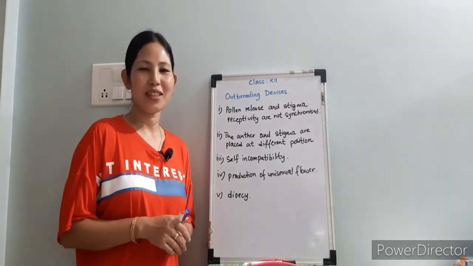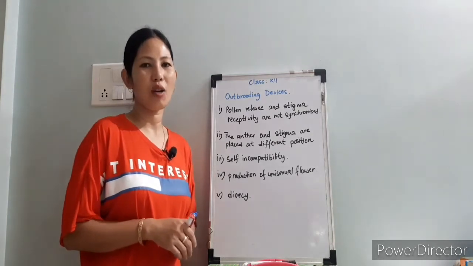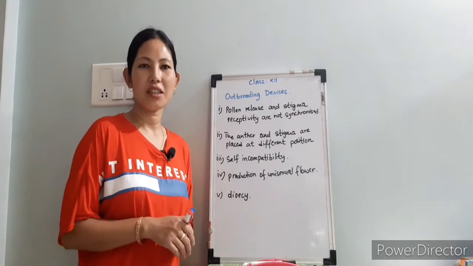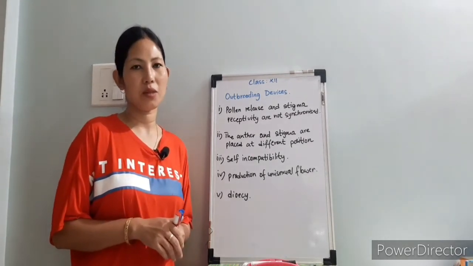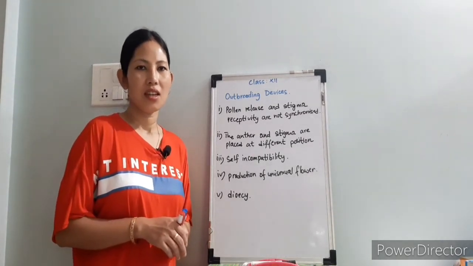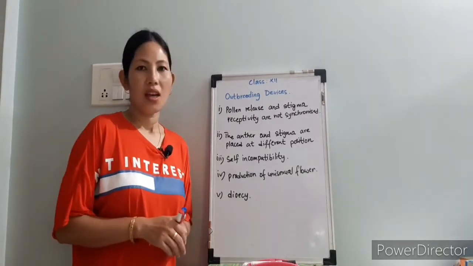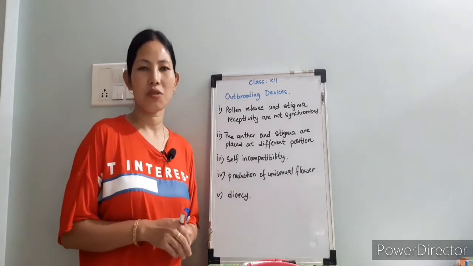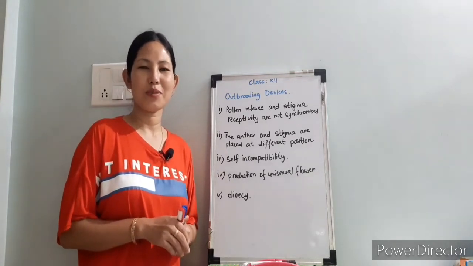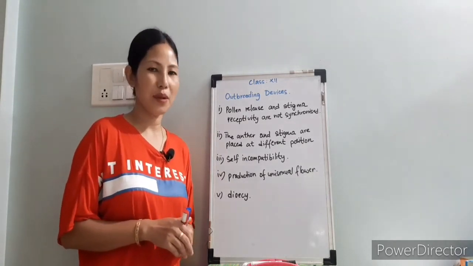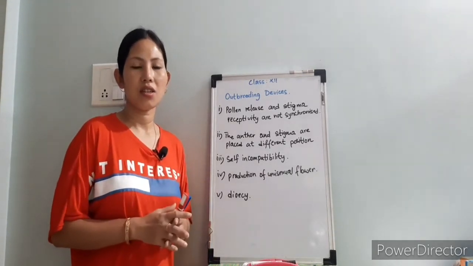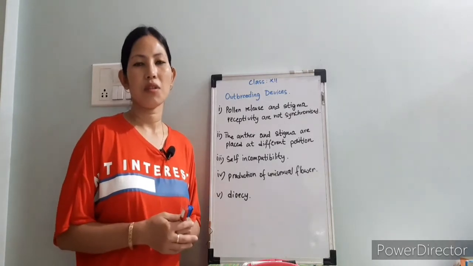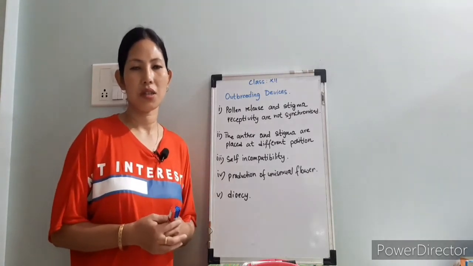So I am here with another video lesson to discuss outbreeding devices. As we know, flowering plants reproduce through sexual means by the production of gametes, right? And most of these flowers are hermaphrodite, that is, they are bisexual, where both male and female reproductive parts are borne on the same plant. So ultimately it leads to self-pollination, and this continuous self-pollination leads to inbreeding depression.